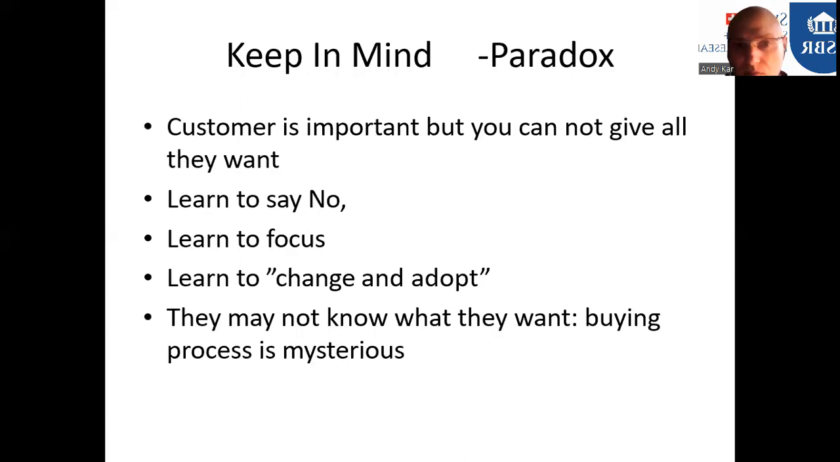Keep in mind, we have a paradox here. Customer is important, but you cannot give them all they want. Learn to say no, learn to focus, learn to change and adapt. They may not know what they want. The buying process is mysterious. Sometimes we have this kind of paradox in sales. Why is that? Because sometimes people do not know that they want something. Customers might be able to understand that they have a need, but sometimes they cannot express this need. So what is your job here?